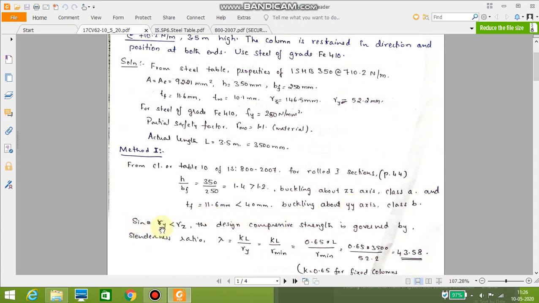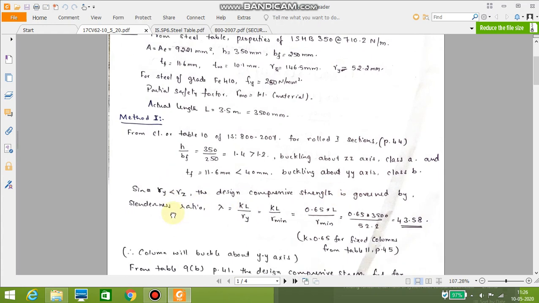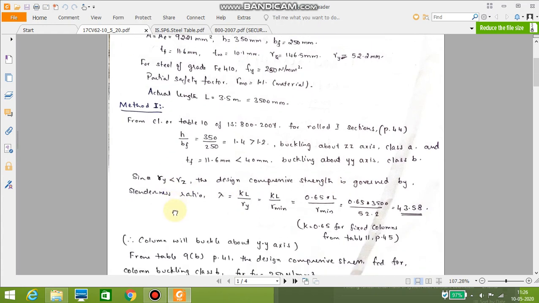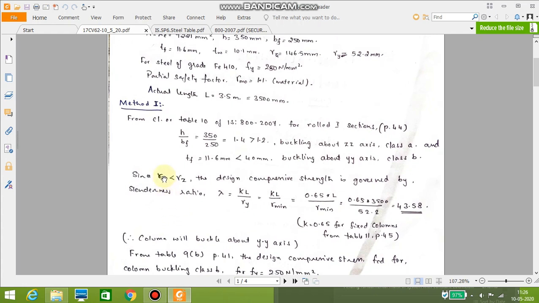Now here RY is less than RZ. Here you can clearly see RY is less than RZ. So the design compressive strength is governed by the slenderness ratio, and also the column will buckle about YY axis because RY is less than RZ. Therefore, now let us calculate the slenderness ratio lambda equal to KL divided by R minimum. R minimum is nothing but RY.